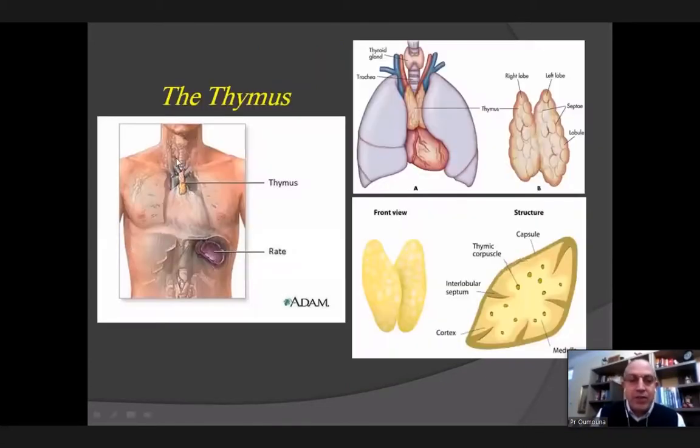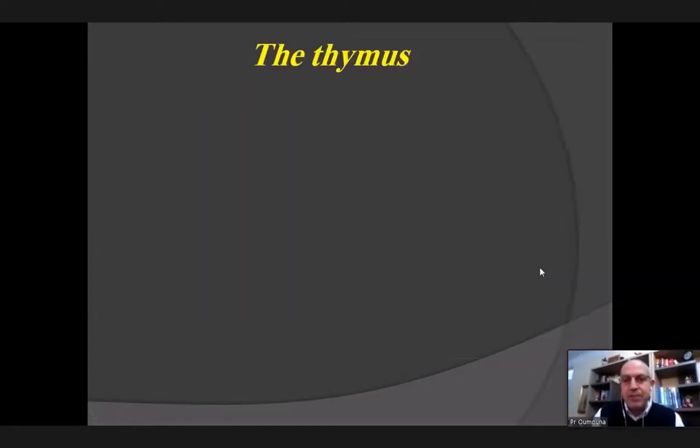Here is the thymus, two lobes, left and right, and if you make a transverse section, you can see that, like we mentioned earlier, we have a cortical part and then a peripheral part and then a central part, and we will see the role of each part of the thymus.